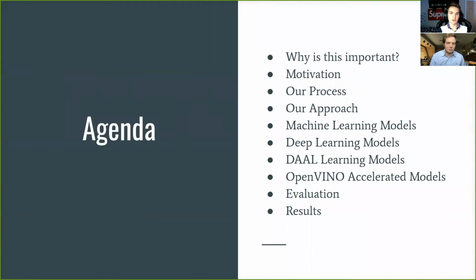And we'll just get started here. We'll hop right into the agenda. So we're going to cover why this is important, our motivation, process, and approach behind the project, along with the basic machine learning models, deep learning models, DAAL learning models, and then we'll also go into OpenVINO accelerated models. Lastly, we'll go into evaluation and cover the results of the project thus far.